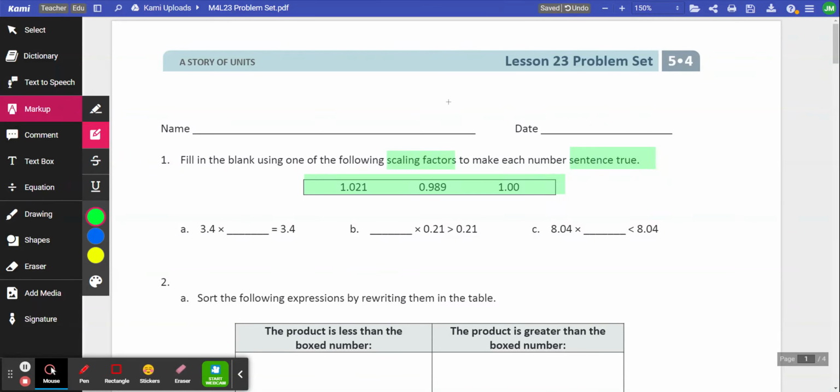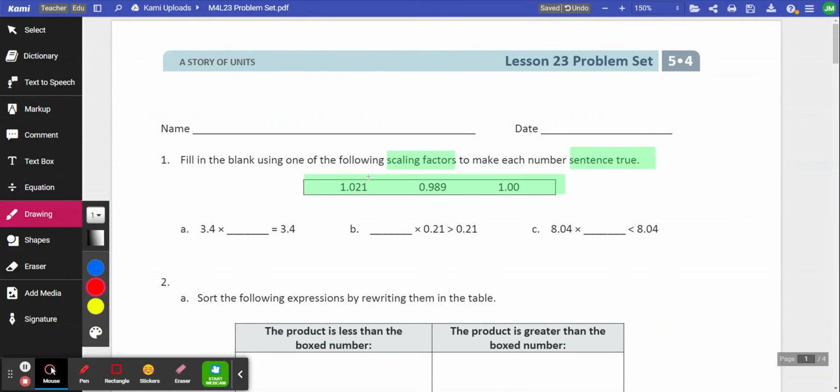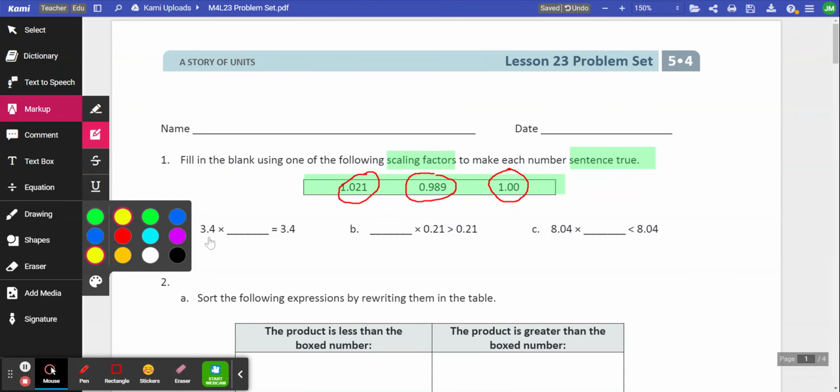Okay, there it is. Now, remember, we have different scaling factors. This scaling factor is greater than 1, this scaling factor is less than 1, and this scaling factor is equal to 1. So that is going to help us find the answer better. Now let's analyze what we have. Notice that this is an equality, so the left side must equal the right side. This is the equal symbol.